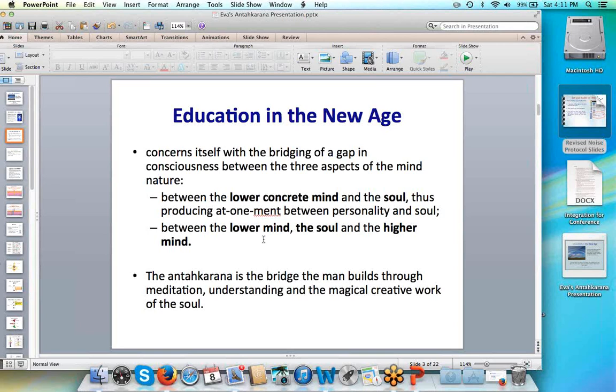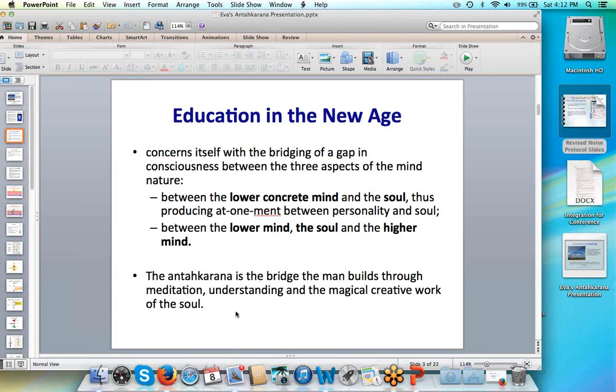And then between the lower mind, the soul, and the higher mind. The higher mind is considered our abstract mind. It is the mind where we get ideas and concepts. It's called the mind of God on its higher level, and the higher mind for us is a reflection of that. So that Antahkarana, or that bridge, bridges the lower mind, the soul, and the higher mind. We'll go into more detail, and you'll have a much better understanding. So this is just an overview here.